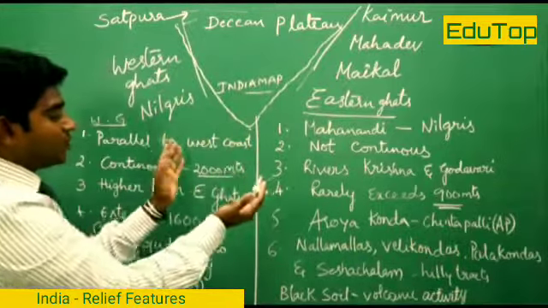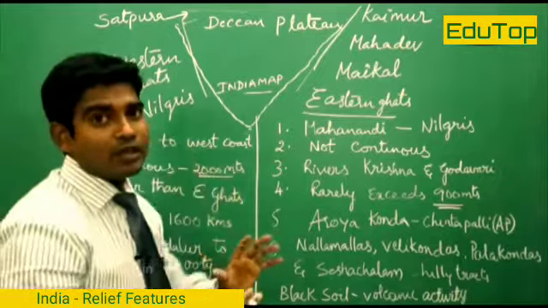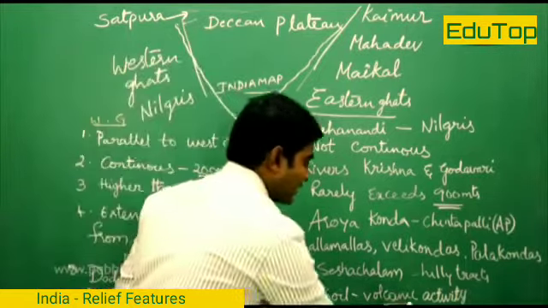The entire Deccan Plateau has black soil, which is formed from volcanic activity.